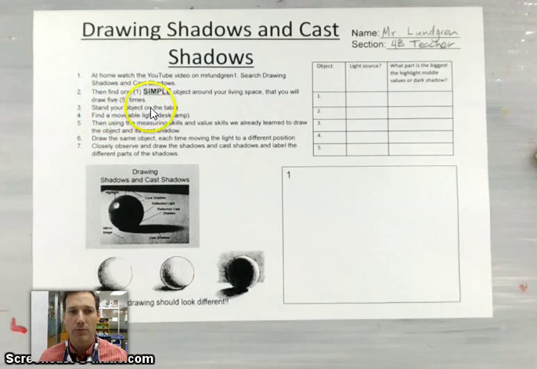You're going to stand that object on the table, find a movable light source, such as your desk lamp or a flashlight or something. Then, using your measuring skills and your value skills that we've already learned, you're going to draw that object and its cast shadow. Okay? Draw that same object each time, and each time you do, move the light to a different position. Then closely observe and draw the shadows and the cast shadows, and label each different part of that shadow.